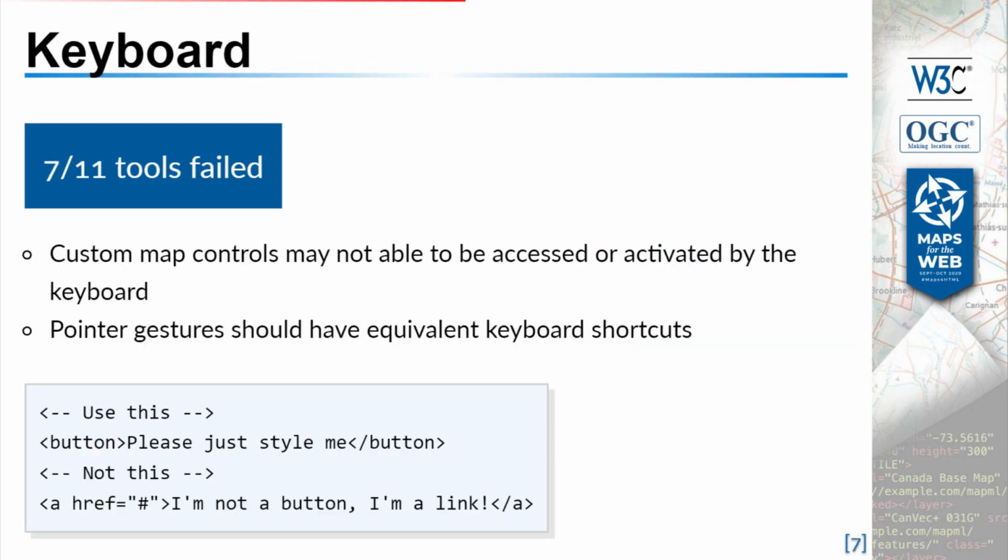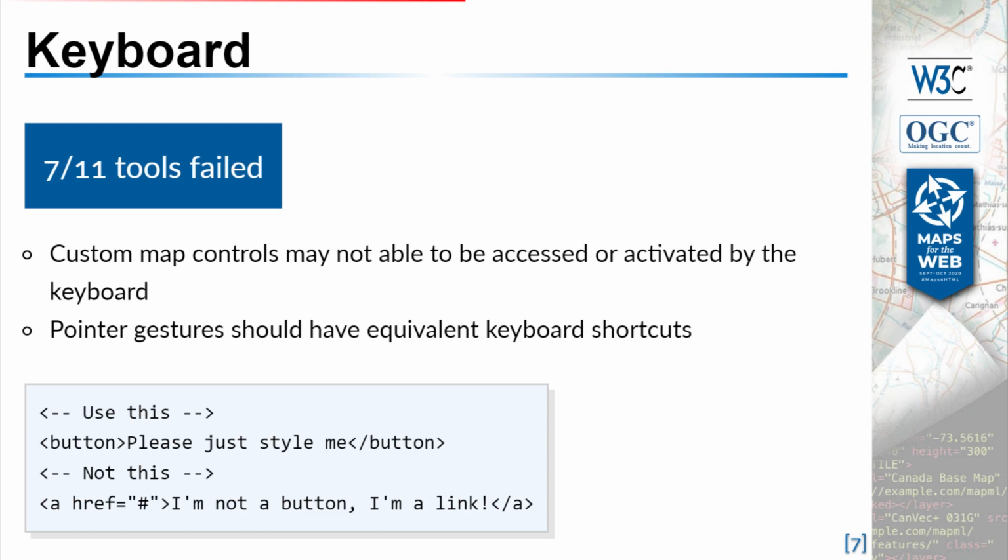Keyboard. 7 out of 11 tools failed. Every functionality that is available to mouse or touch users must also be available for keyboard-only users. This includes all interactable controls, as well as functions activated by pointer gestures, which most maps do have. Most failures in this instance are due to the use of non-native controls. When a semantic element like a HTML button is used, all the behaviors that are expected of the control are handled automatically by the browser.